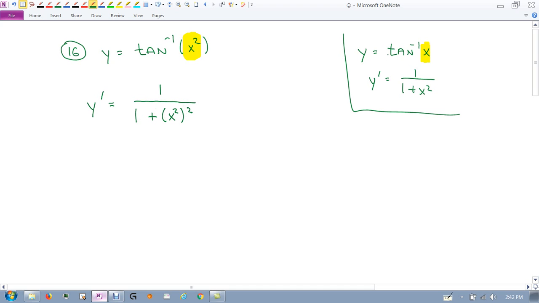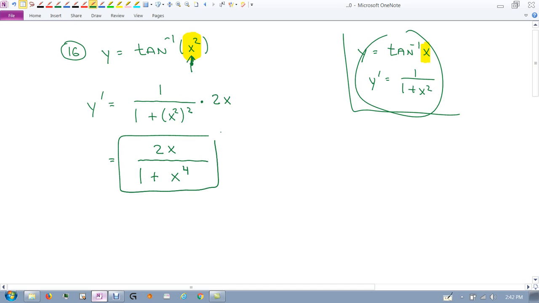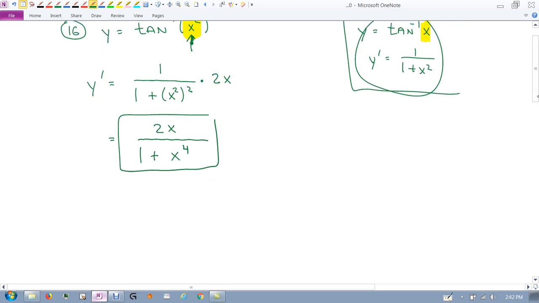So that falls in that pattern that we have over here. But then, because of chain rule, we have to then multiply it times the derivative of what's in there, right here. The derivative of what's in there is 2x. And that's just going to slide up on top. And then on the bottom we get 1 plus, and when we square x squared, we get x to the 4th. So that's what we got there. That's your 16.